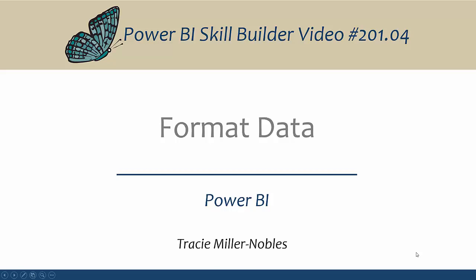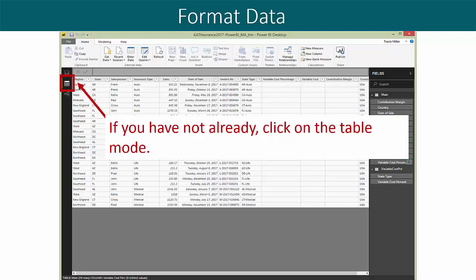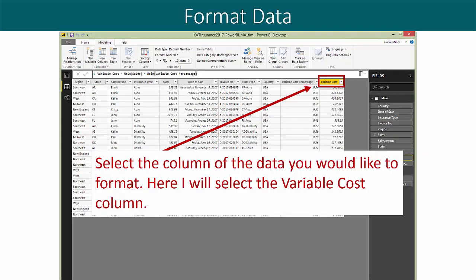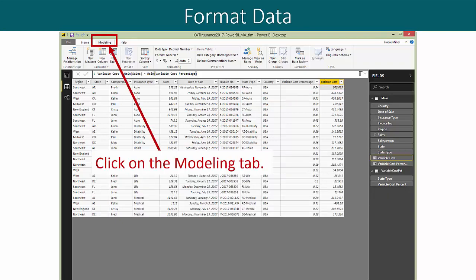In this video, I'm going to walk you through how to format data in Power BI. We will format data in the table mode. If you have not already, click on the table mode. Select the column of the data you would like to format. Here, I will select the variable cost column.